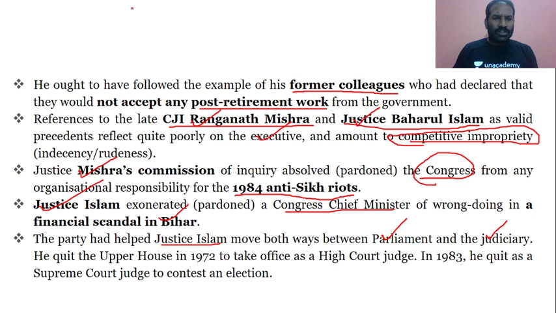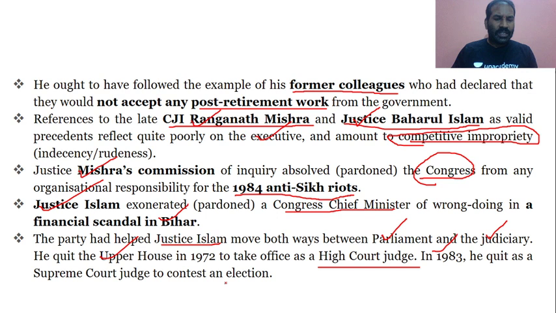In our discussion, we are also trying to put forward that it has happened in the past with Ranganath Mishra and Justice Baharul Islam, wherein they headed two commissions and the decision or verdict was in favor of the Congress and the former Congress Chief Minister in the case. Justice Islam also quit the upper house in 1972 to take office as a High Court judge, and later, in 1983, he quit as a Supreme Court judge to contest an election.